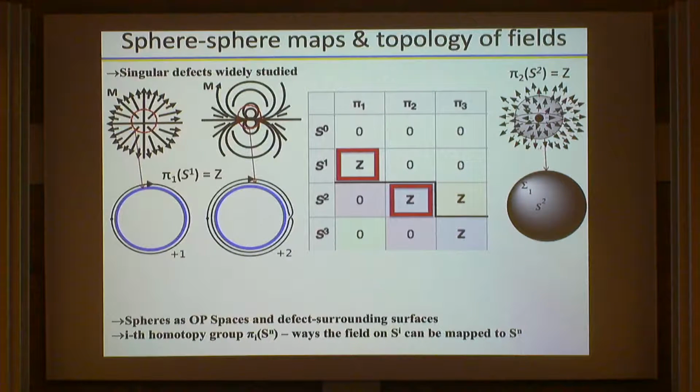Now, we can also have point defects in three-dimensional space. Here we would surround them by an S2 sphere. For vectors, in such a case, the order parameter space would be a unit sphere that describes all possible orientations of a unit vector. And again, we get integers, describing how many times we wrap these field configurations when we map from one type of sphere, S1 or S2, to the other sphere that corresponds to the order parameter space.